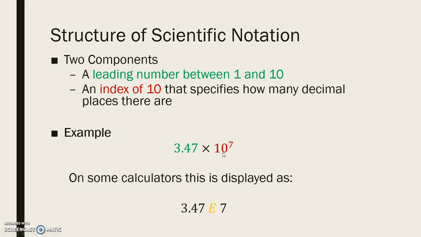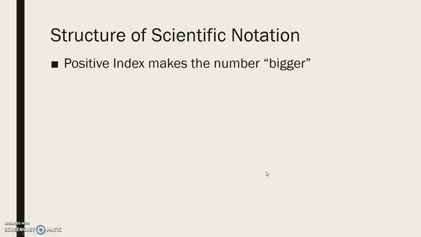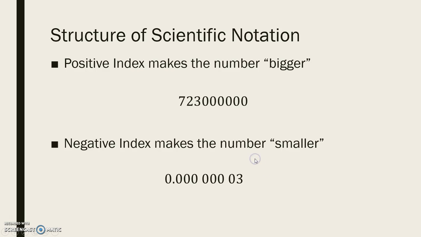That says how many places to shift it. So 10 to the power of 7 is actually 10 million. It has 7 zeros in that number. Now on some calculators you'll have a button that looks like by 10 to the power of. On others you have an E button or an EXP button. And depending which calculator you have, it displays them as one of those two answers. So let's look at how this works. Positive indexes make numbers bigger. Negative indexes make numbers smaller.